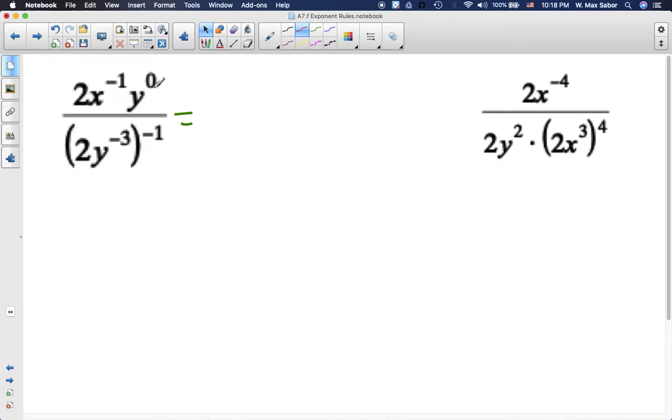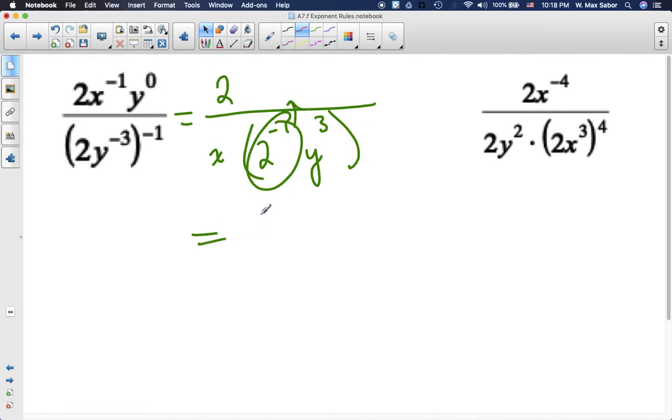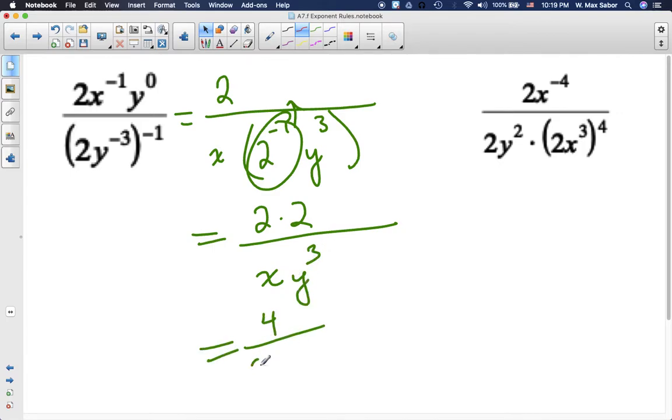Here, we have 2. The x to the negative 1st, we can put in the denominator. Y to the 0th does not change anything. This is 2 to the negative 1st, y to the positive 3rd. So the 2 to the negative 1st is going to go in the numerator. 2 times 2, xy cubed, and 2 times 2 we know is 4. So here we used the power of powers and power of products, as well as the division, the quotient of powers rule.